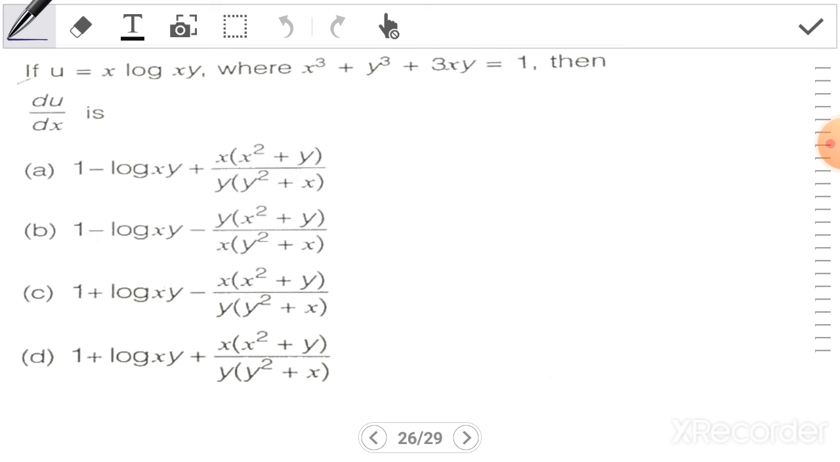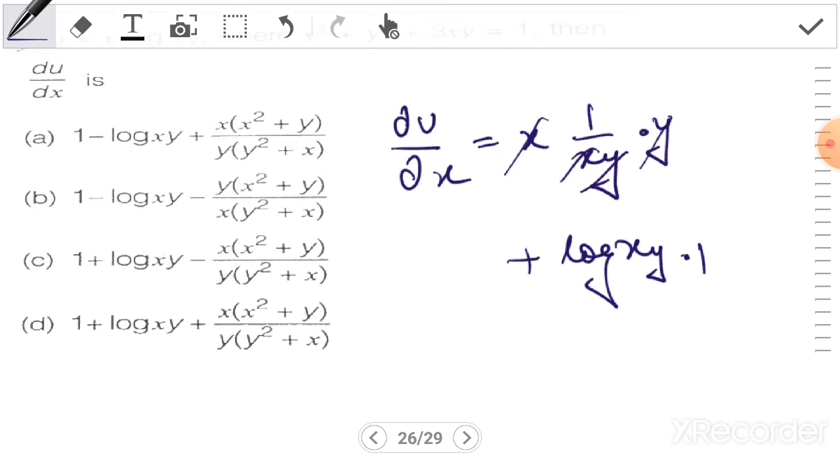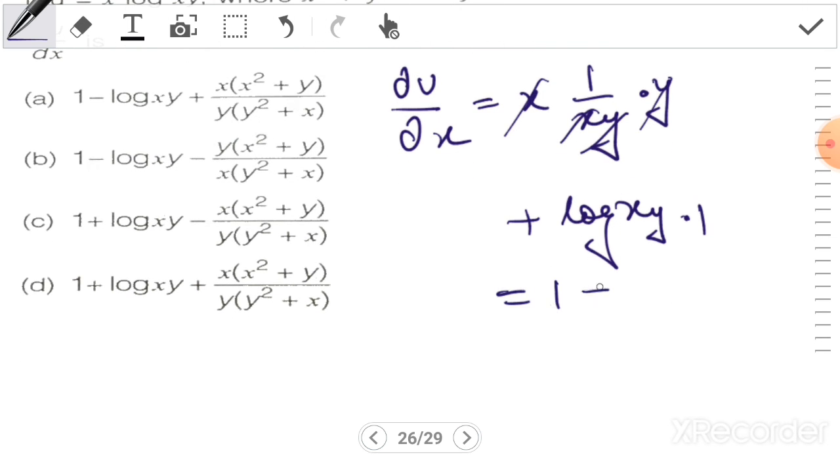So let us find first the partial derivative of u with respect to x, which will be x, then the derivative of x log xy, which is 1 by xy into y, plus log xy and dx by dx, that is 1, so which is equal to 1 plus log xy.